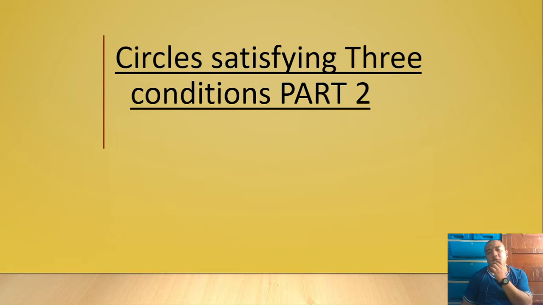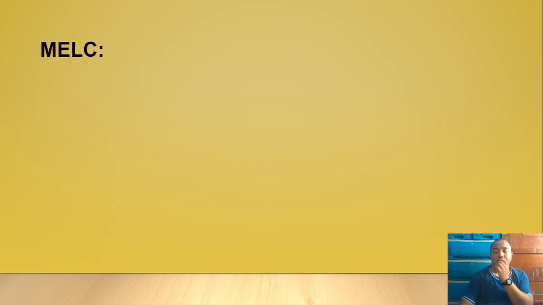We're now in quarter 3, week number 7 of our subject, Analytic Geometry. This is a continuation of our lesson last time, which is entitled Circles Satisfying 3 Conditions, wherein last time we discussed how to find the equation of a circle that passes through the 3 given points. So let's continue our lesson on circles satisfying 3 conditions.